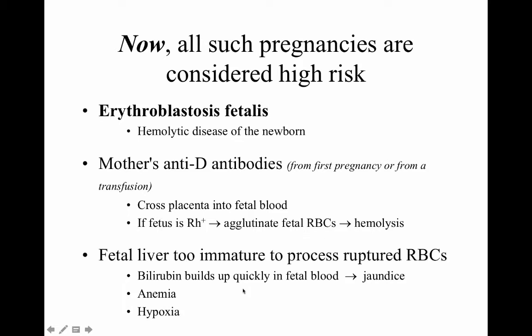The fetal liver is too immature to process ruptured red blood cells, and bilirubin will build up quickly in the fetal blood, leading to jaundice, or a yellowed look to the skin, and anemia, where the blood lacks enough healthy red blood cells or hemoglobin to function correctly and carry oxygen, which will lead to hypoxia.